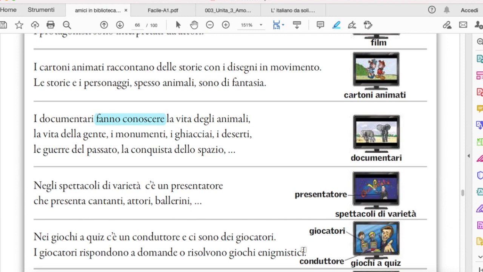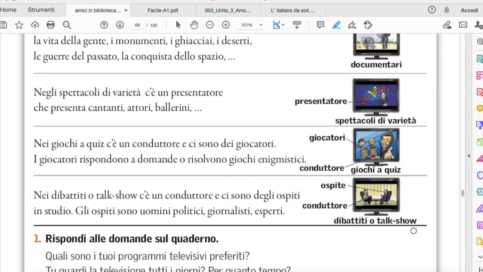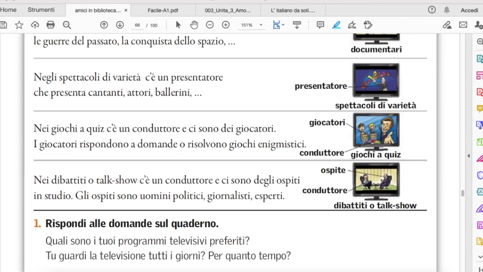Negli spettacoli di varietà c'è un presentatore, presenter, che presenta, that introduces, cantanti, attori, ballerini, singers, actors, dancers. Nei giochi a quiz, games, c'è un conduttore, which is a synonym for presentatore, e ci sono dei giocatori, players. I giocatori rispondono a domande o risolvono giochi enigmistici. So they either answer questions or solve giochi enigmistici, which is usually enigmistica or any puzzle, crosswords, and stuff like that, in other words.